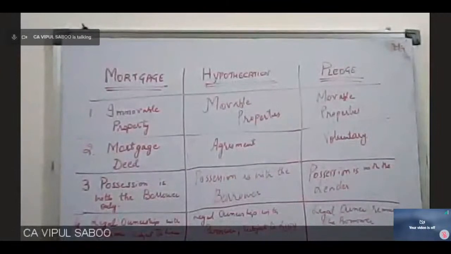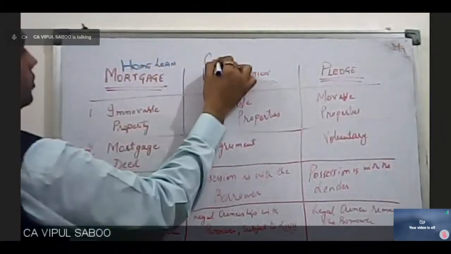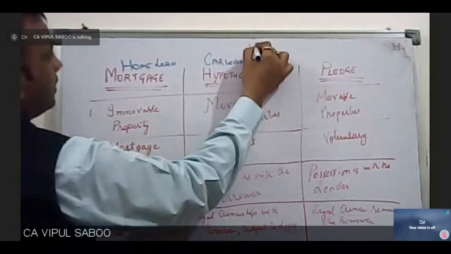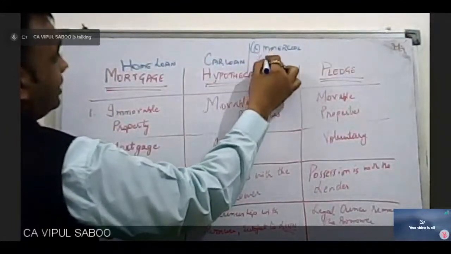Hypothecation. What is hypothecation? Hypothecation is for movable properties, right? Agreement is signed. Loan agreement is signed. Possession is with the borrower. I enjoy the possession. Legal ownership is with me, but subject to lien by the bank. The best example is car loan. So this is home loan, car loan. We could say commercial vehicle loan. You want to purchase trucks, tractors.